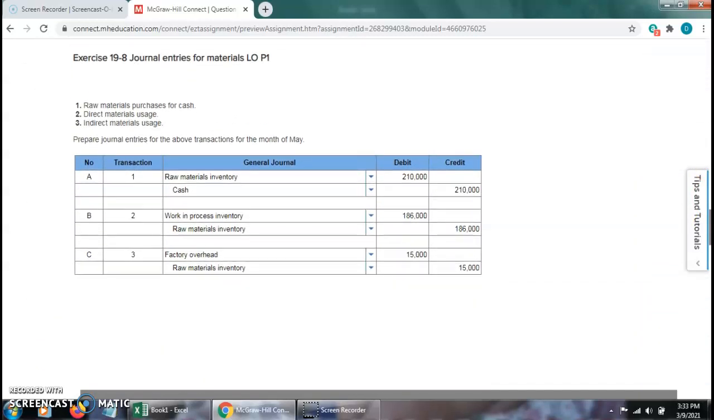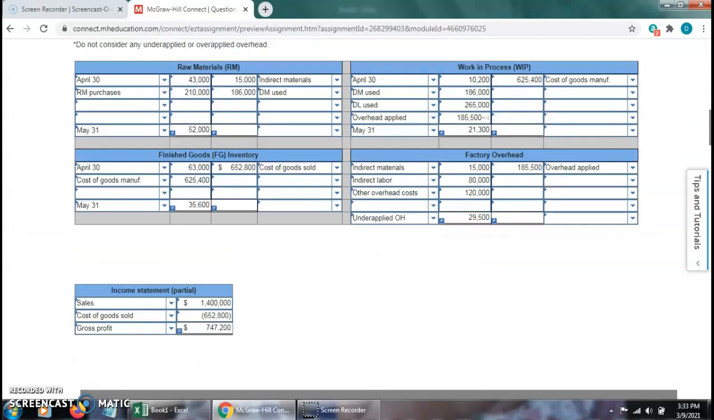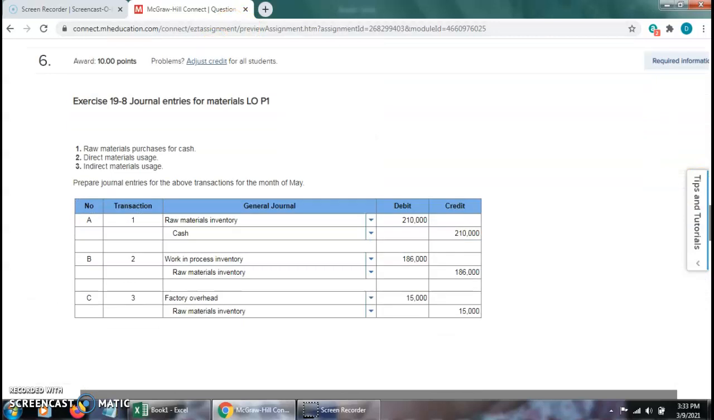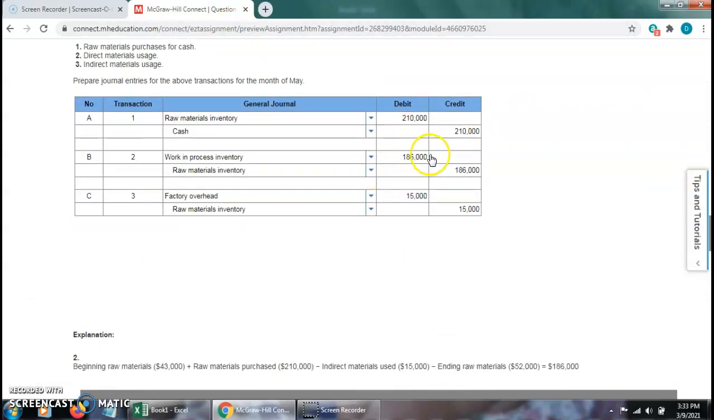So raw materials purchased for cash. We have the purchases of 210. If it's purchased with cash, it's debit raw materials, credit cash. And then direct materials used. We calculated those direct materials up above by backing into it, figuring it out from our T accounts right over here, right? That's where we got that 186. So direct materials used is debit WIP, credit raw materials. Indirect, though, was given to us at 15,000. That goes straight to factory overhead.